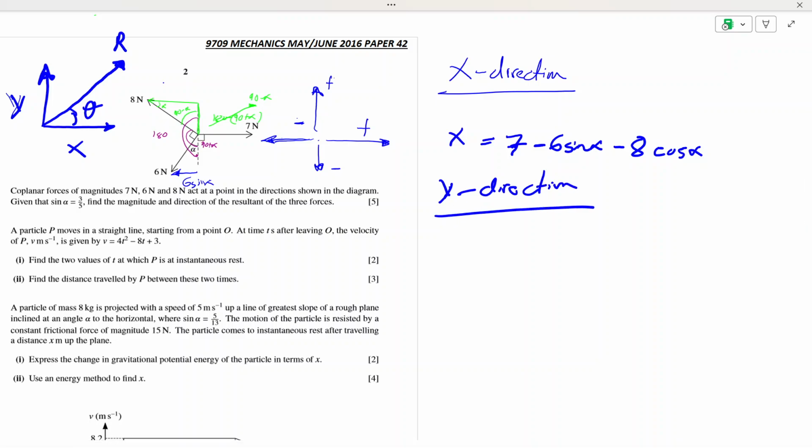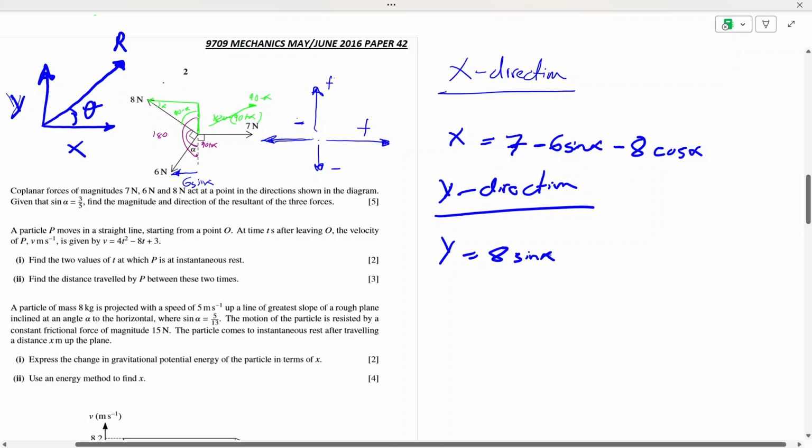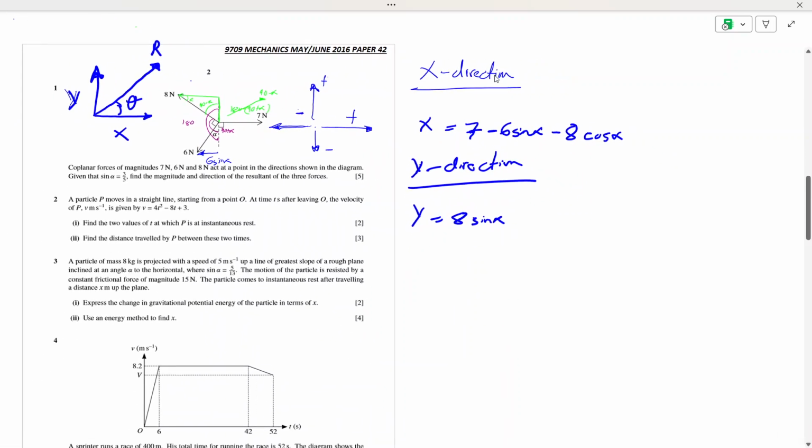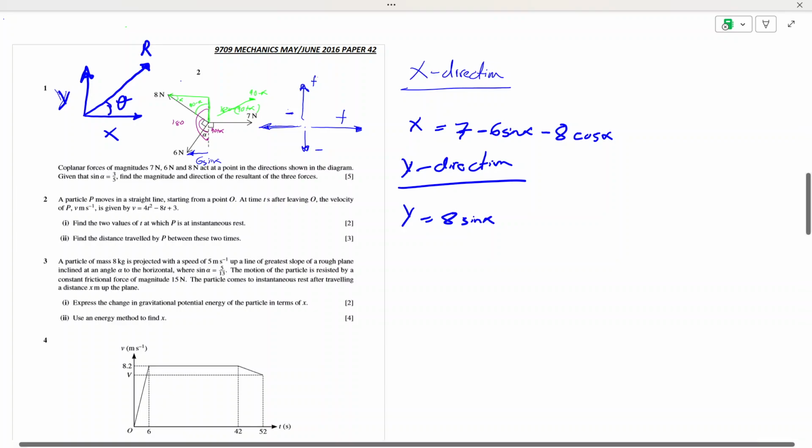In the Y direction, I'm going to resolve the forces. I'm going to resolve the 8 Newton force upwards, so y is equal to 8 sine alpha, and then I'm going to resolve the 6 Newton force here, 6 cos alpha, like that, right?